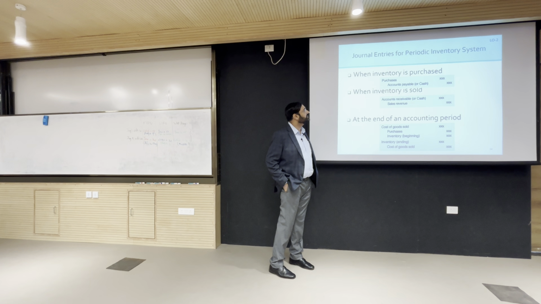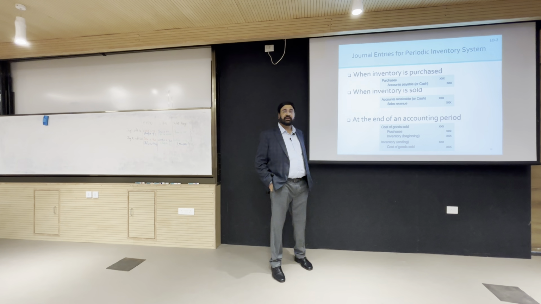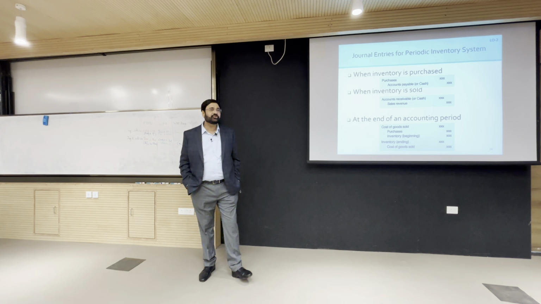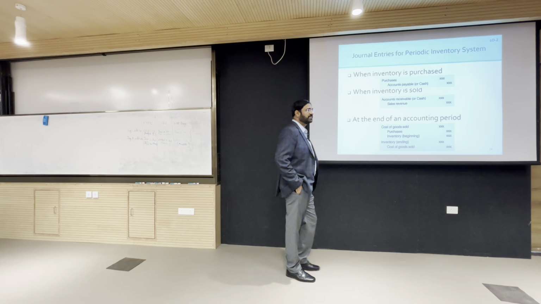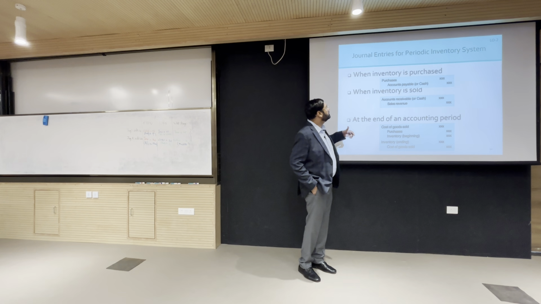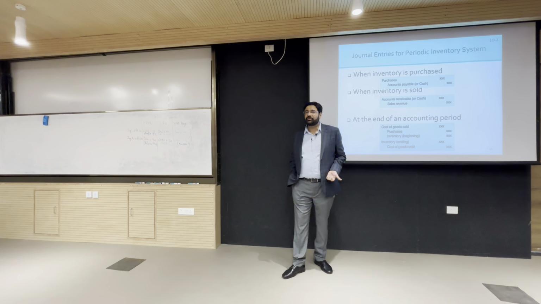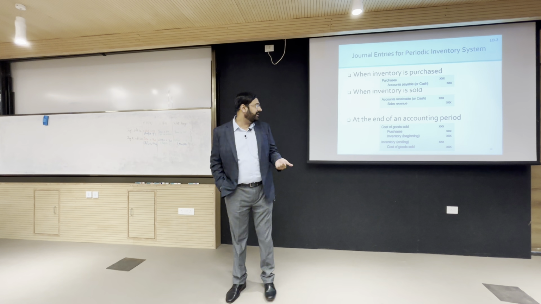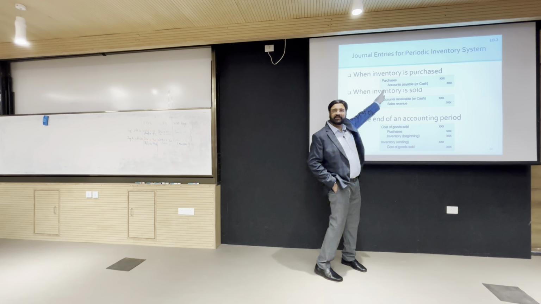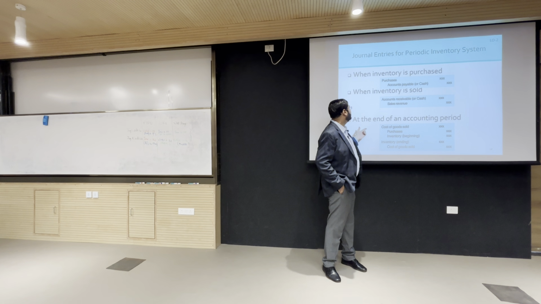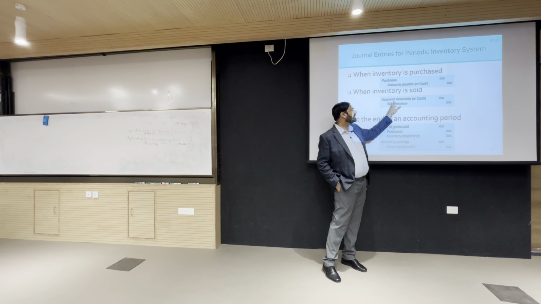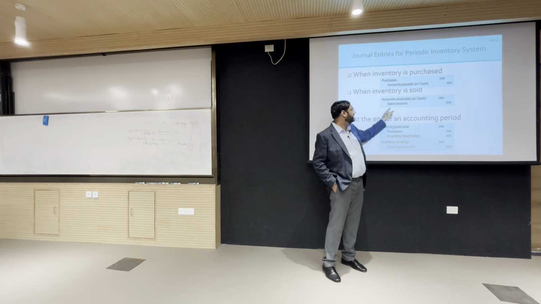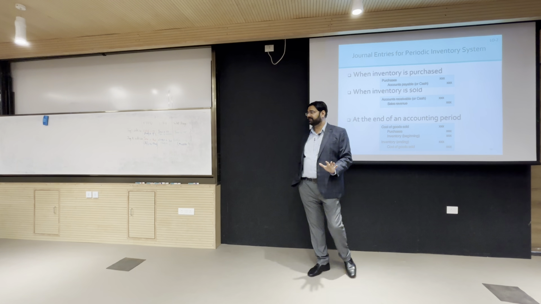So what are the journal entries to be passed under the periodic system? So this is what you are used to. All our BCom and BBA friends are used to this since your BCom 11-12 days, right? When you purchase something, what do you do? You say purchase account is debited and either cash or accounts payable is credited. When you sell something, accounts receivable or cash, depending on cash or credit sale, is debited and sales revenue is credited.